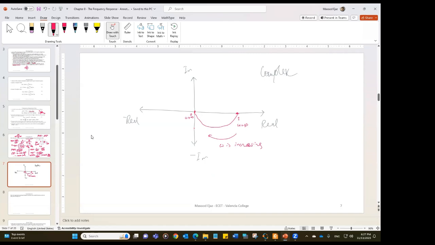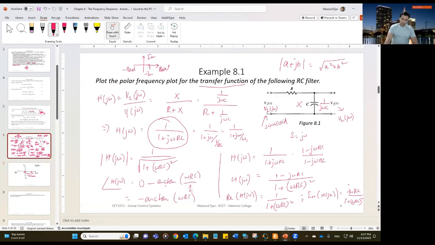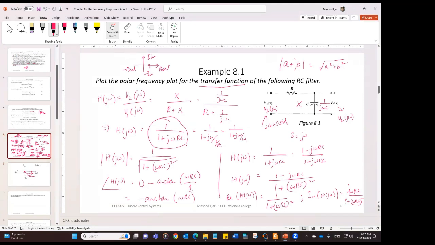Does it go back to the origin? I thought it went to negative 90. 0 minus arctan of omega RC. Negative 90 because of this negative sign. Because arctan of a very large number gives you 90 degrees, and this negative sign is going to make it negative 90 degrees. If there won't be any negative sign, then it's going to be positive 90 degrees. Yeah, so that means it goes back to the origin if it's towards infinity?